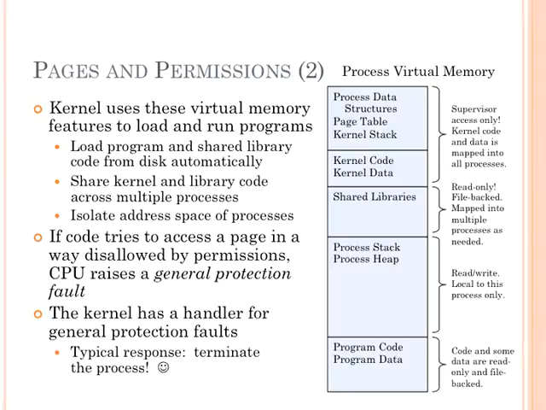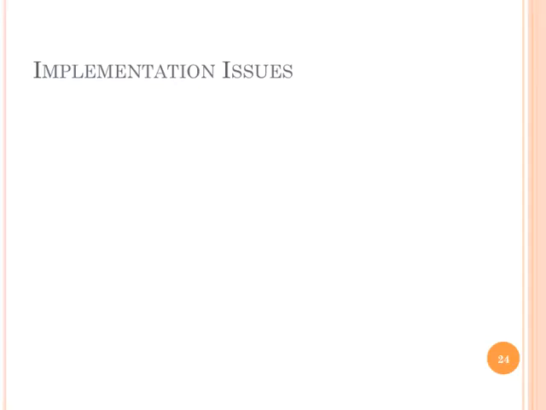And again, the kernel has a handler for general protection faults, and typically if the user process is what does it, like it tries to write to program code or something invalid like that, it tries to access kernel space, the typical behavior is the kernel will simply kill the process. There's no point in allowing it to continue.